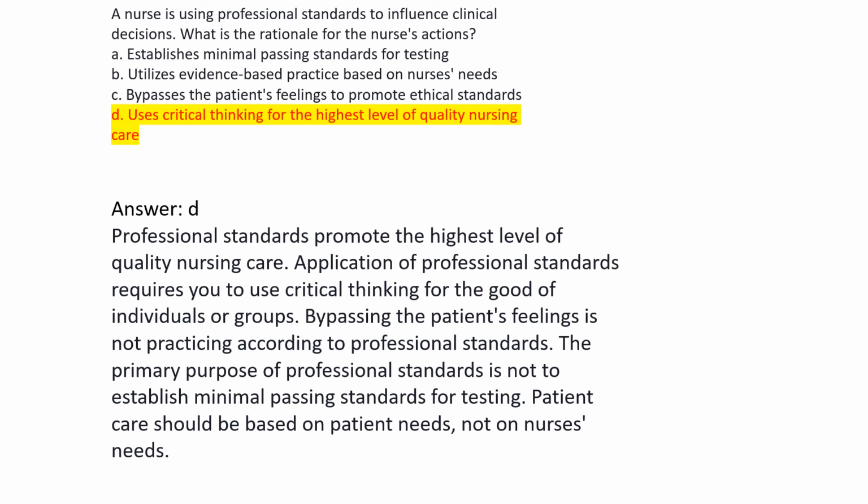Professional standards promote the highest level of quality nursing care. Application of professional standards requires you to use critical thinking for the good of individuals or groups. Bypassing the patient's feelings is not practicing according to professional standards. The primary purpose of professional standards is not to establish minimal passing standards for testing. Patient care should be based on patient needs, not on nurses' needs.